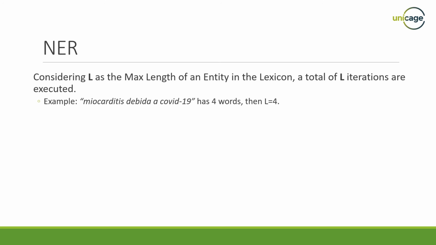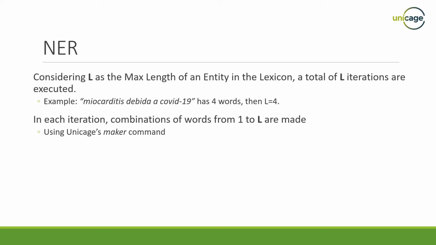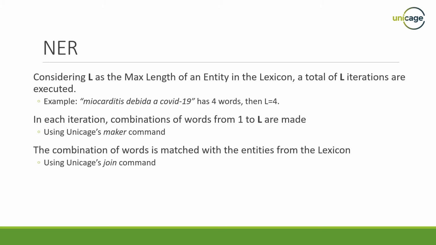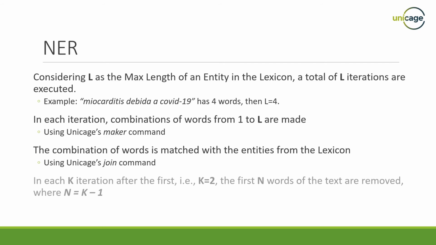The NER section receives the previous file as input, as well as the lexicon file, and it works as follows. Considering L as the max length of an entity in the lexicon, a total of L iterations are executed. In each iteration, combinations of words from 1 to L are made. These combinations of words are then matched with the entities from the lexicon. For this, a Unicage command called join will be crucial. Finally, in each k iteration, after the first, the first n words of each clinical case are removed, where n will be equal to k minus 1.